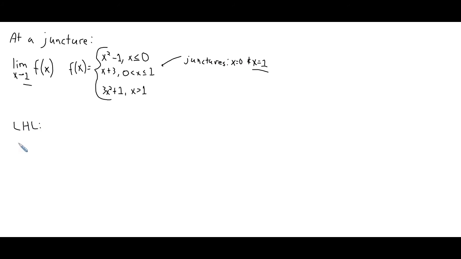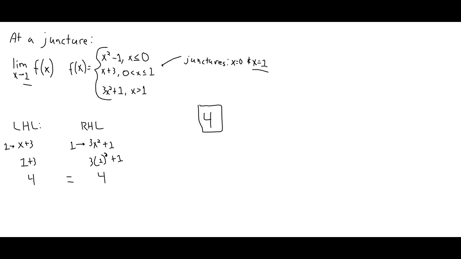Left-hand limit, x plus 3. We plug in 1, we get 1 plus 3, that's 4. So our left-hand limit is 4. Right-hand limit, 3x squared plus 1. We plug in 1, we get 3 times 1 squared plus 1, so that's 4. So in this case, the left-hand limit equals the right-hand limit. So we can say that the limit as x approaches 1 of f of x equals 4.